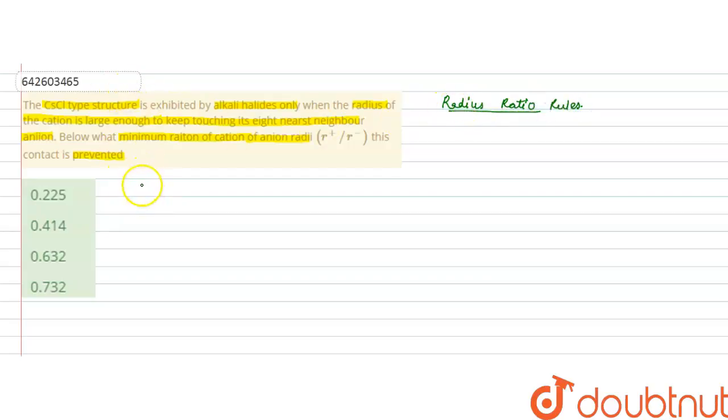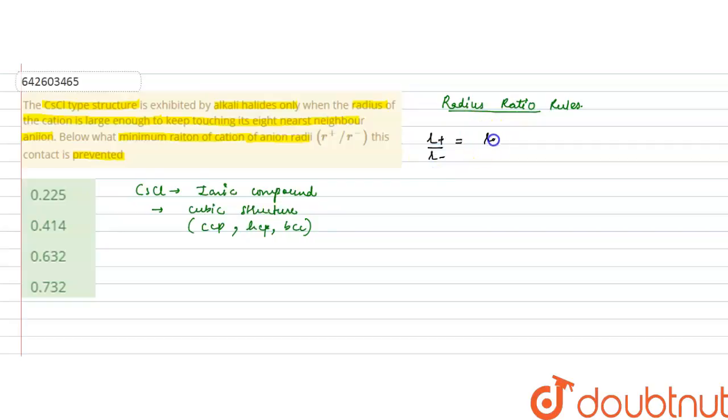Firstly, CsCl is an ionic compound and it exists in cubic structure, like it can have CCP, that is cubic closed packing, or HCP, hexagonal closed packing, or BCC type packing, that is body centered. So now the radius ratio rules tell about the ratio of cation to the anion.